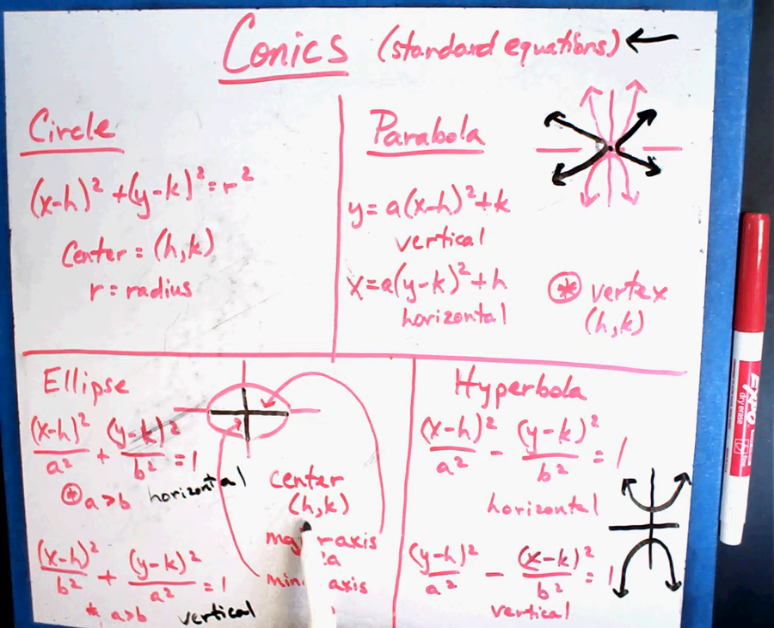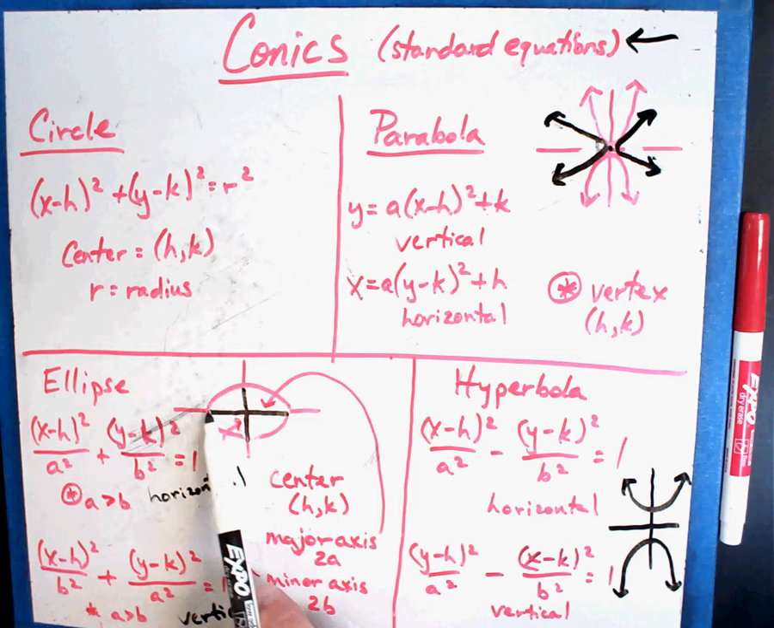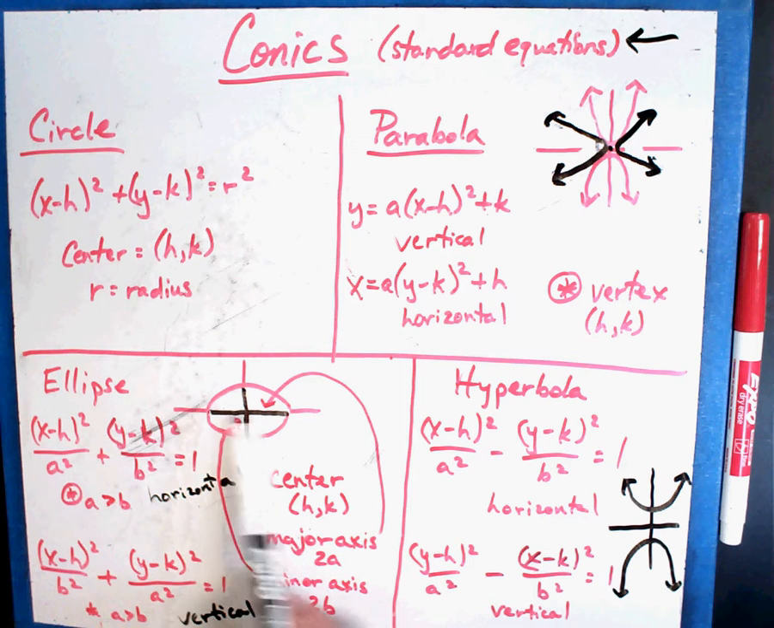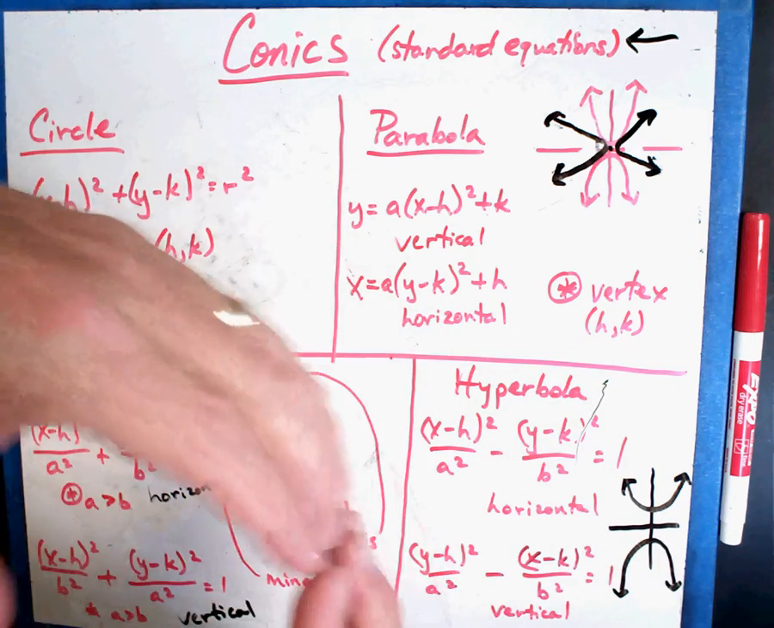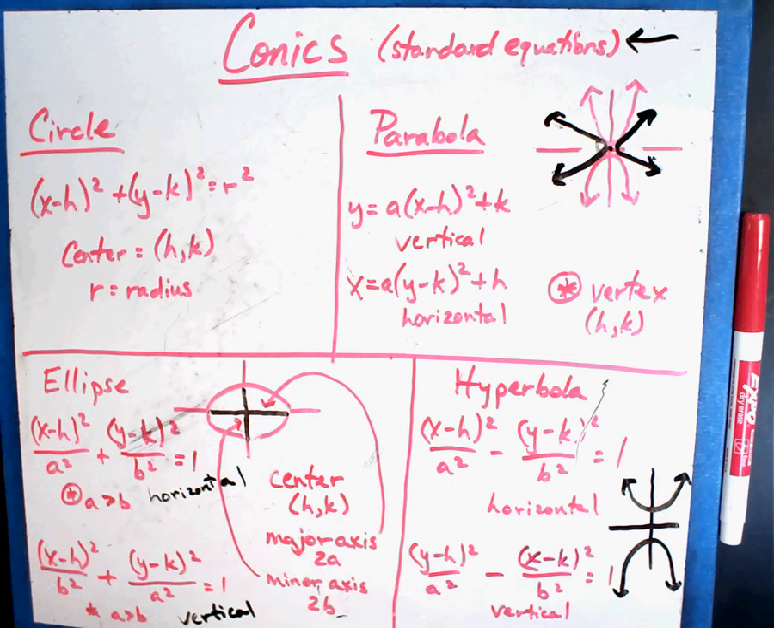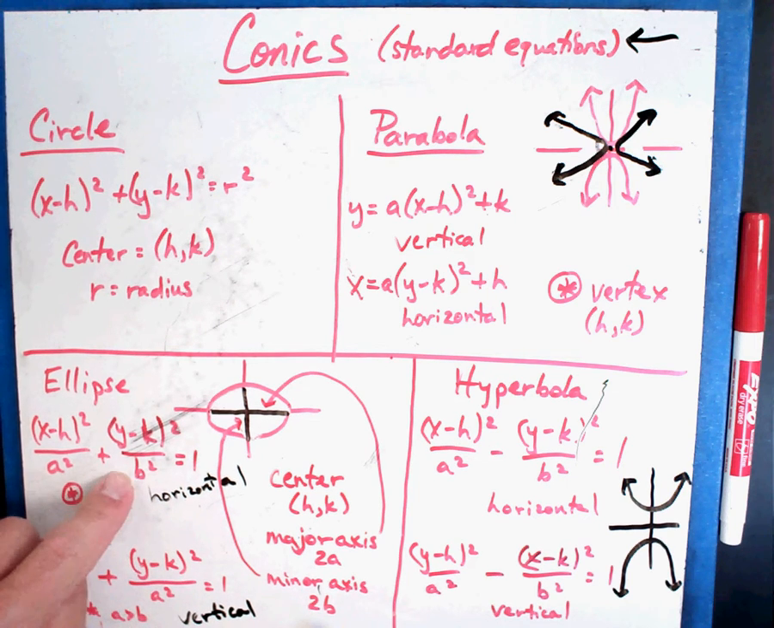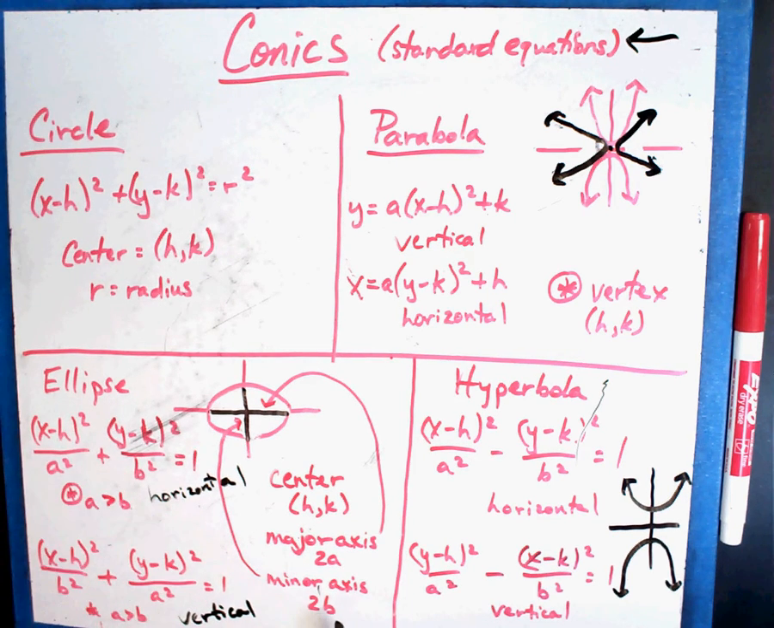Notice your center is (h, k), just like all the others, except it has a major axis and a minor axis. Inside of that ellipse, you have a certain segment that's longer this way than it is this way. So this one is fat like this. If it was vertical, it'd be fat like that. You can calculate the major axis and the minor axis: the major axis is 2 times the square root of a, and the minor axis is 2 times the square root of b. So that's how that works.